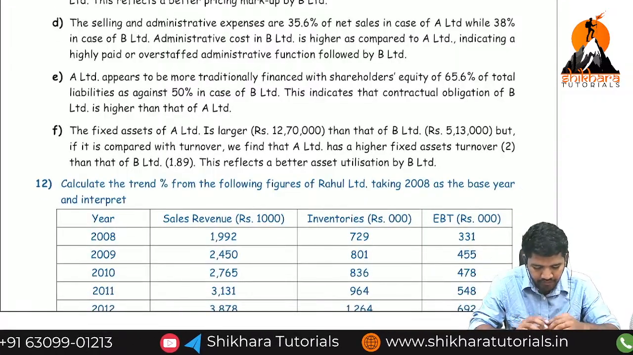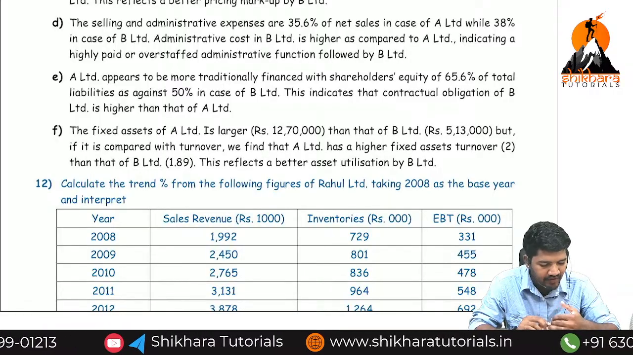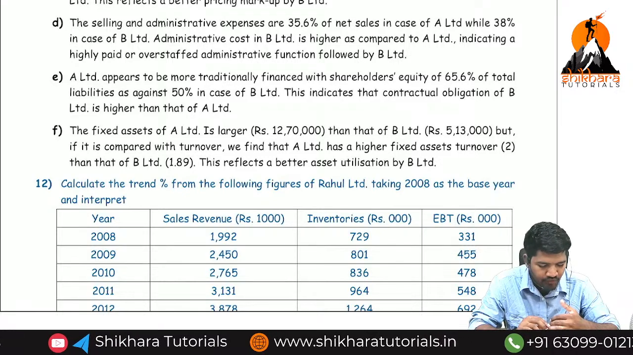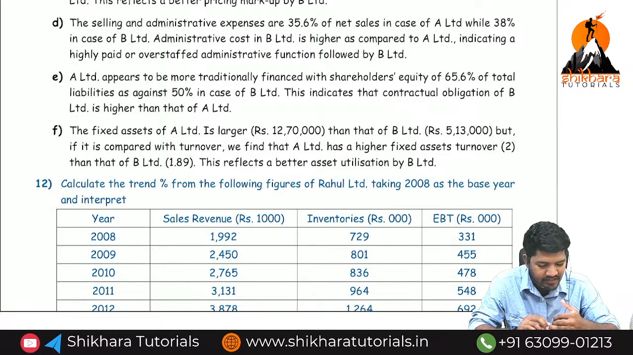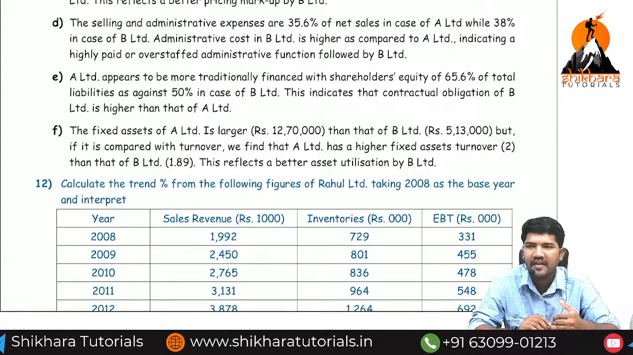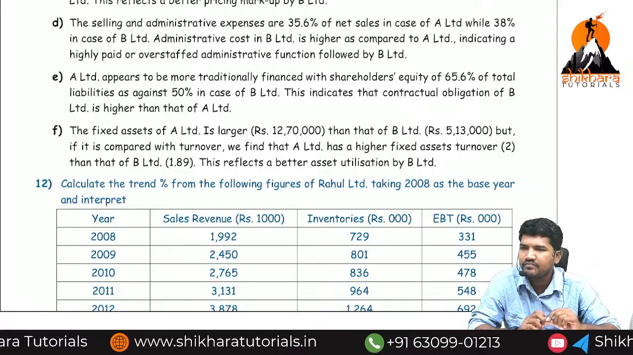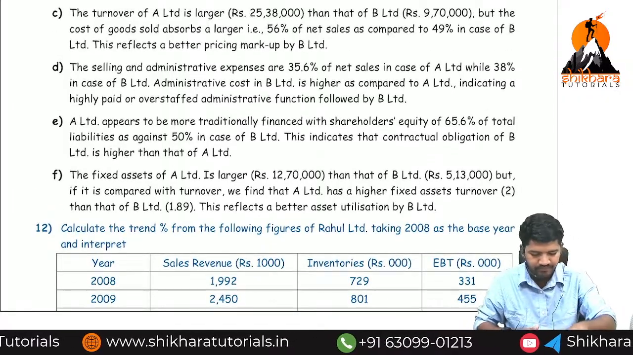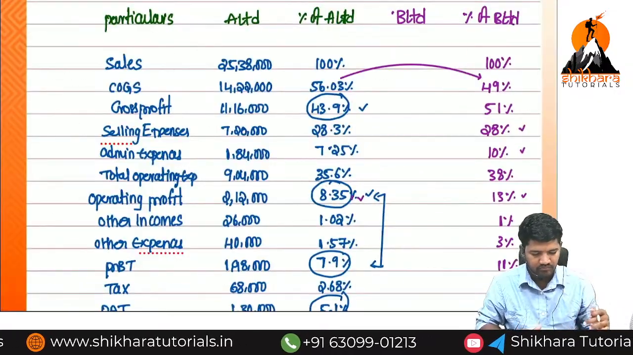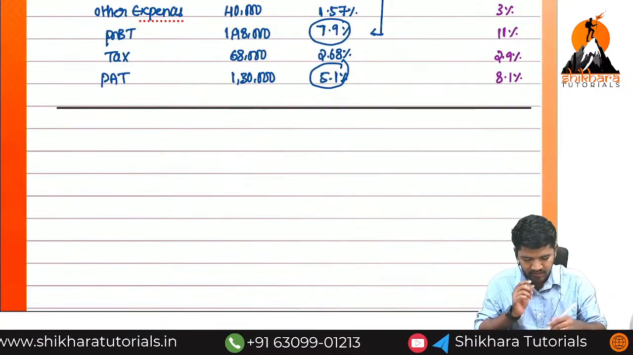Next, the fixed assets of A Limited are larger, 12,70,000, than B Limited, 5,13,000. But if compared with the turnover, we find that A Limited has a higher fixed asset turnover than B Limited. This reflects better asset utilization by A Limited. This point also we recorded. Guys, clear? Okay, done. The next concept, guys. Don't write, just understand.